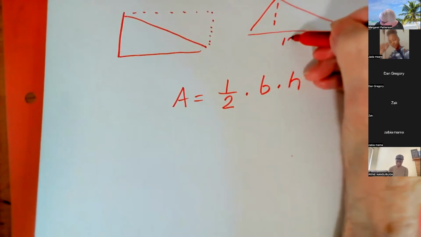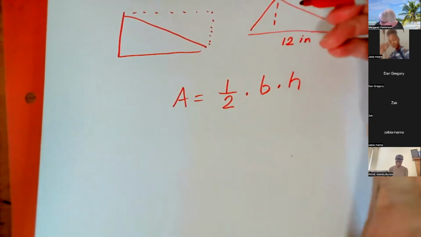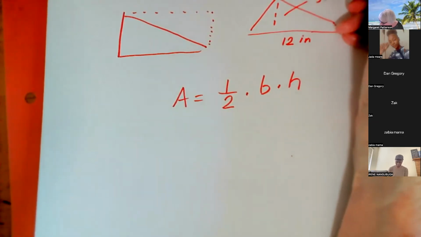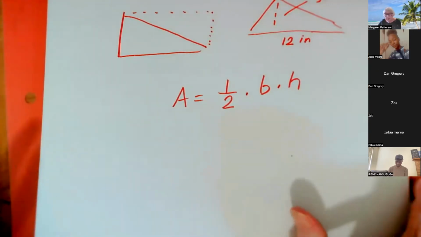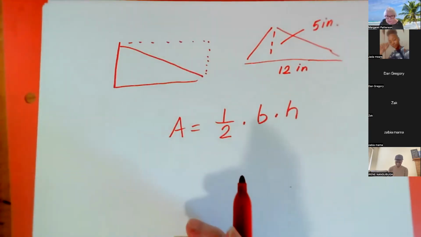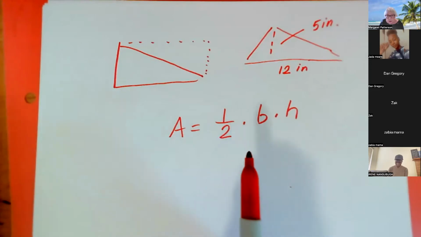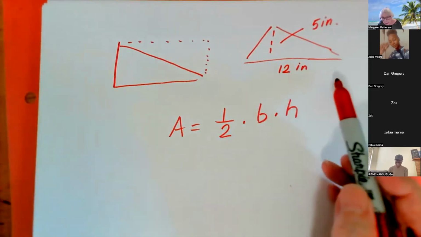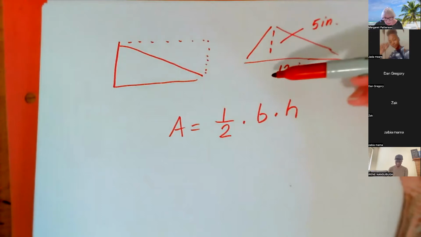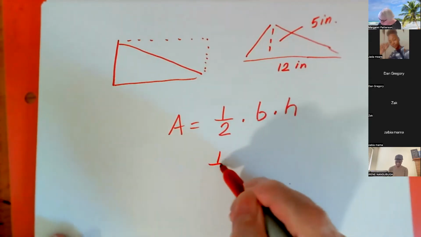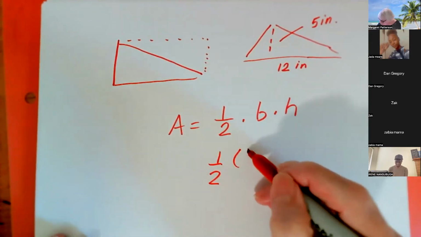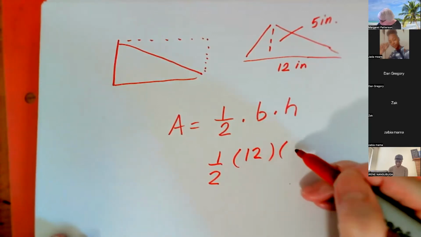And maybe they have this is 12 inches and this is 5 inches. Let me bring this so you can see it. So it's still the same thing. It's the bottom number times the vertical height. And so this would be 1/2 times 12 times 5.